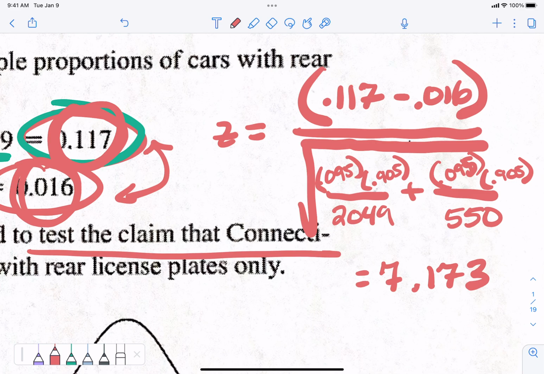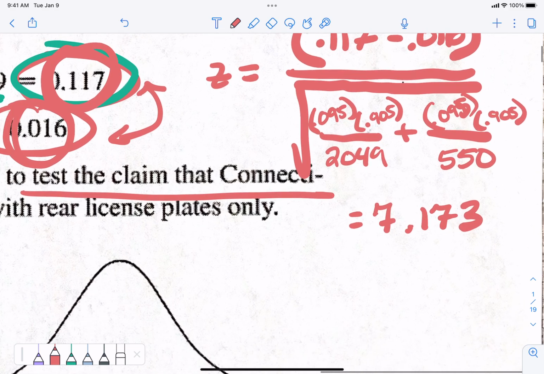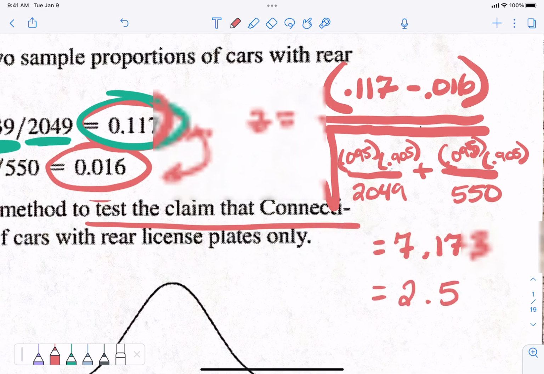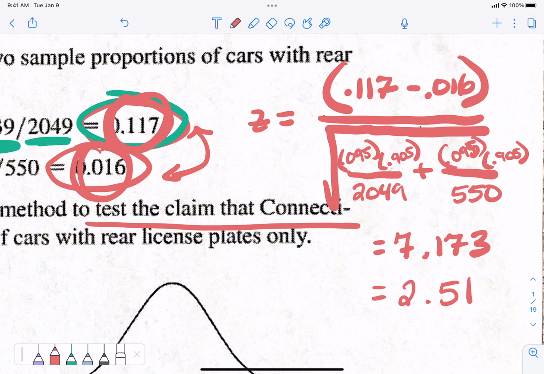What'd you get? You got 2.5 something? 2.51. You got 7.17? I got 7.17. All right, let's see. 0.117 minus 0.016 over square root open 0.095 times 0.905 over 2049 plus... holy bejeez. Now make sure that when you're doing this, the whole bottom part is still underneath of the square root.